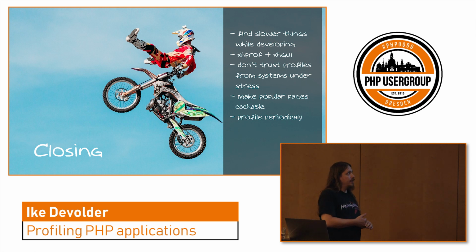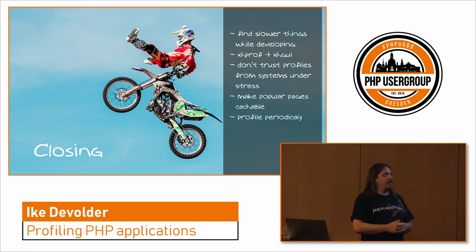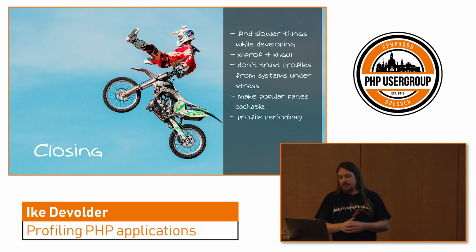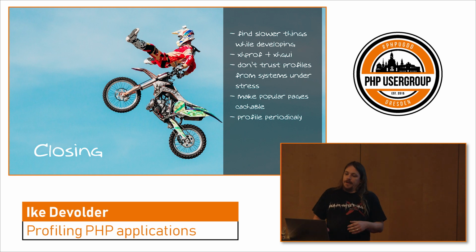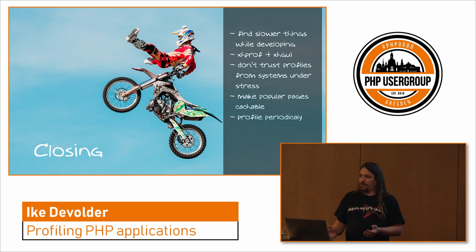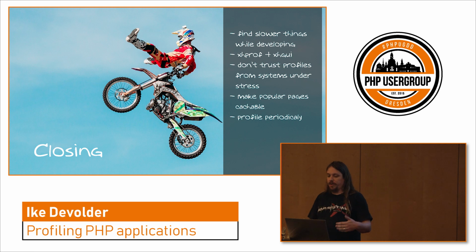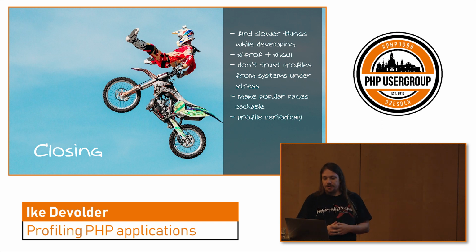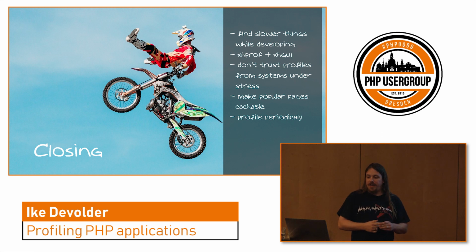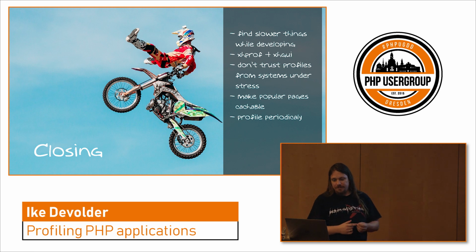So it's important to try to find the slower things in your development. I personally use XHProf and XHGui because it fits our use case, because we have New Relic as an APM on our production servers. But if you have another use case, you could use Tideways or Blackfire, just pick the tool that fits your need. Again, don't trust profiles from systems under stress, and make your popular pages cacheable. It will help you a lot.